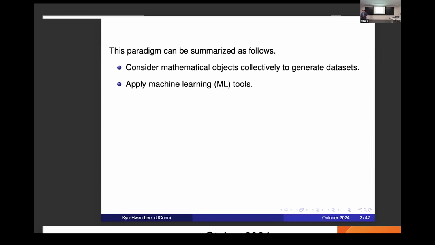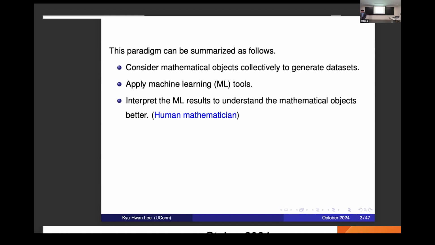Sometimes we get high accuracy, and then we get very clear signs of successful learning. That's good. Other times, the machine learning results may be very poor, but that's okay. That gives us some information. And then we may modify the machine learning tools, or change the data sets, and do experiments again, and we repeat the process. After we get all the results, I think this step is important: we have to interpret machine learning results to understand the mathematical objects better.